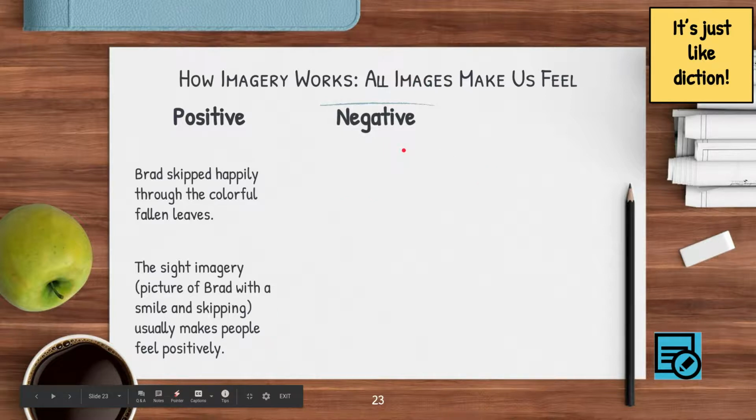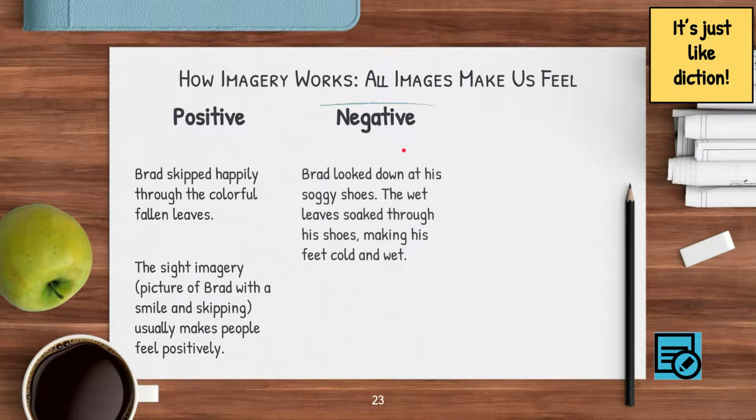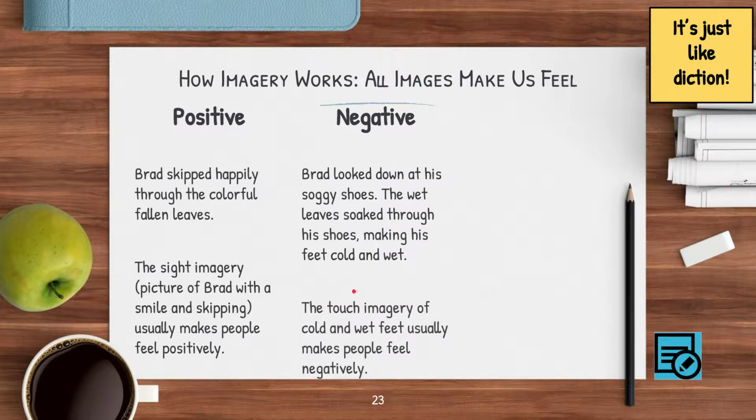Imagery can also make you feel negative. Brad looked down at his soggy shoes. The wet leaves soaked through his shoes, making his feet cold and wet. Right? The touch imagery of cold and wet feet usually makes people feel negatively. Most of us would try to avoid that if we could.